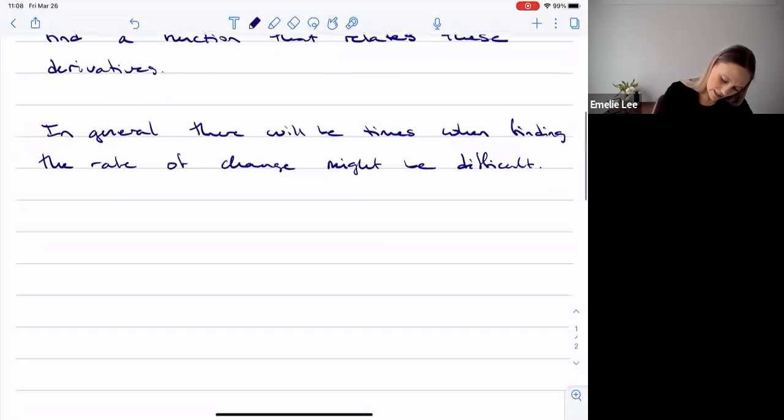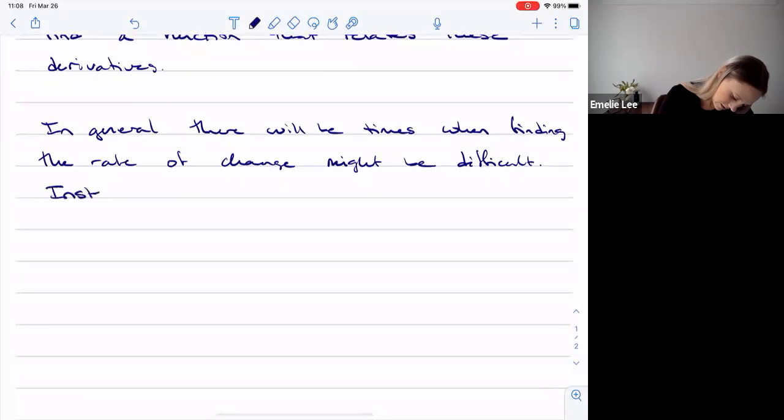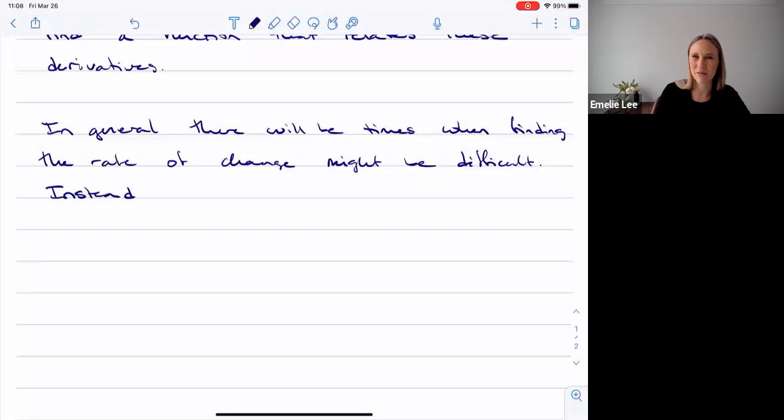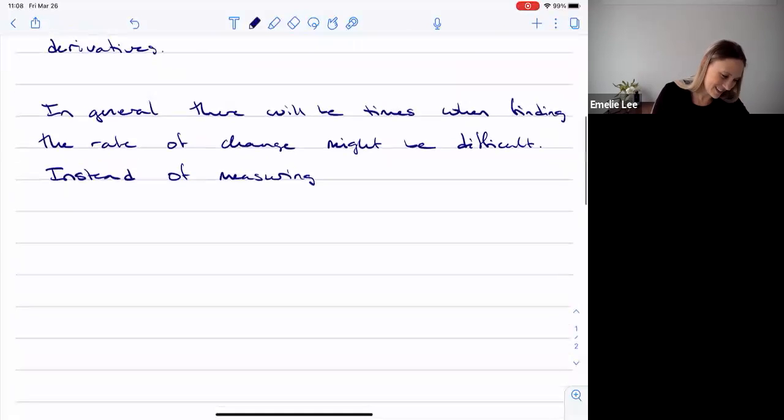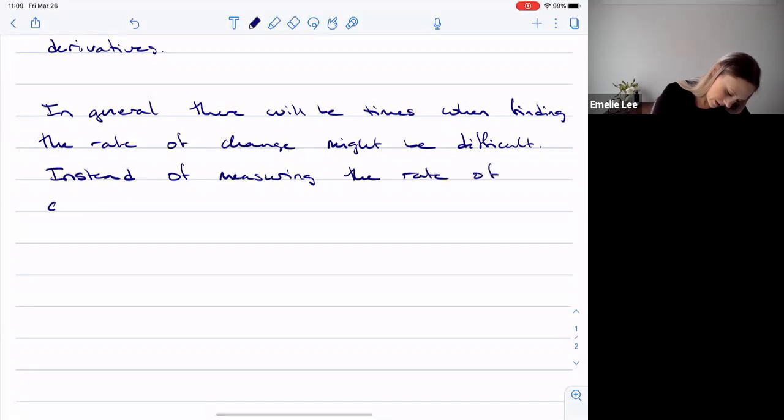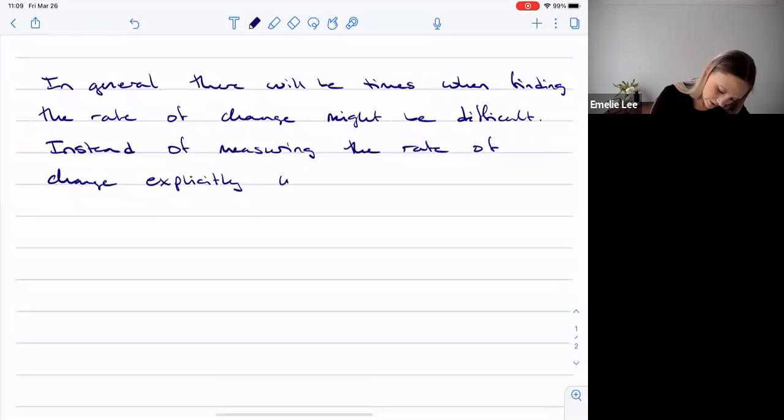And so instead of measuring, and I'm going to try to write a little bit nicer. I've been writing a lot this week, and so for some reason my writing just goes out the window. So I'm going to try to focus up here. Instead of measuring, so much for that, the rate of change explicitly, we can use related rates to solve the problem.